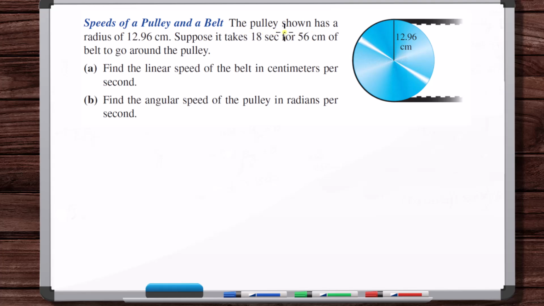The pulley shown has a radius of 12.96 centimeters. Suppose it takes 18 seconds for 56 centimeters of belt to go around the pulley. Find the linear speed of the belt in centimeters per second. Find the angular speed of the pulley in radians per second.